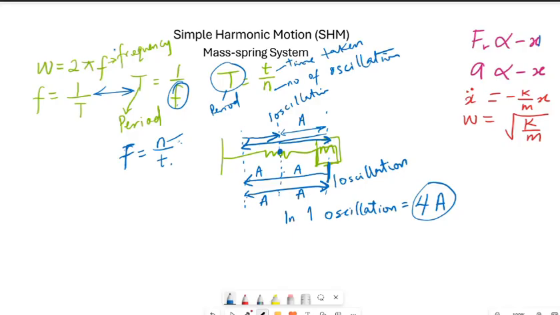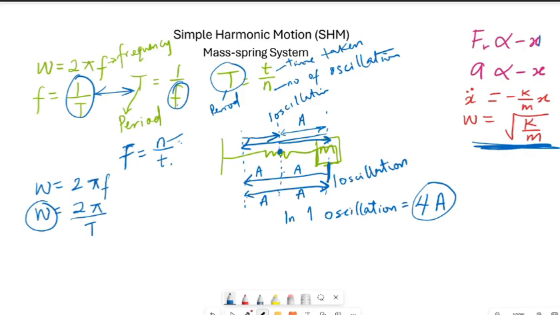Now if you remember that, we can come back to this: omega equals 2 pi f. So we can see that our omega is equal to 2 pi, with f represented as 1 over T, so we have 2 pi over T. Remember that our omega is right here, square root of k over m. So I can say square root of k over m equals 2 pi over T.